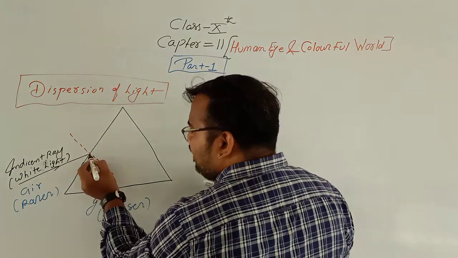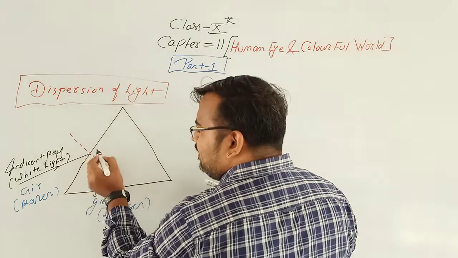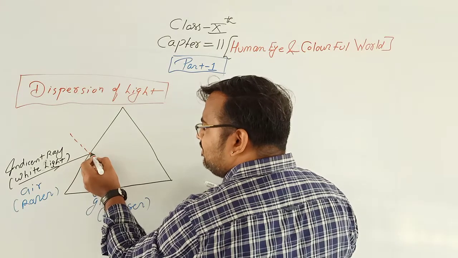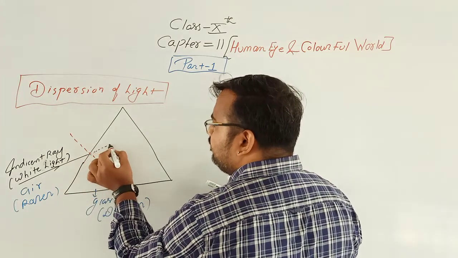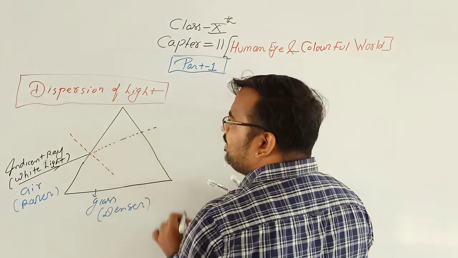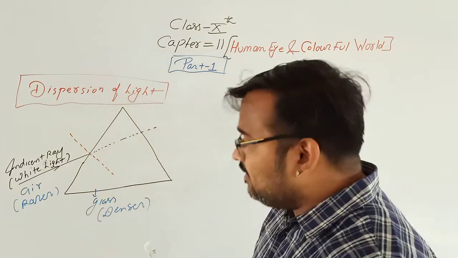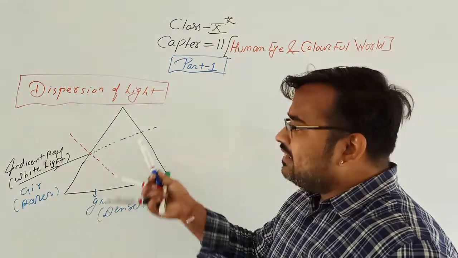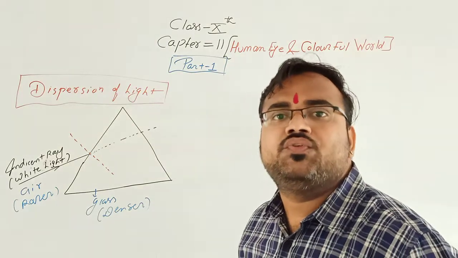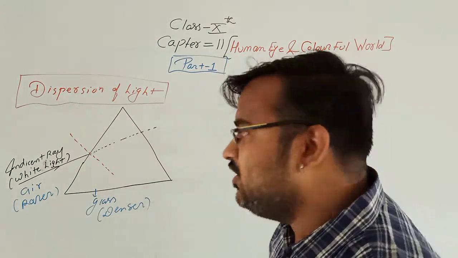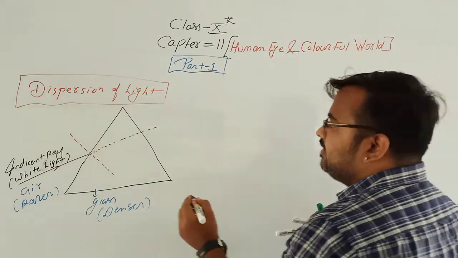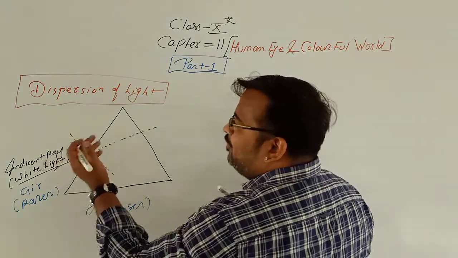Now see, when it bends towards the normal, this is the path which should be followed. But instead of this path, it will split into 7 colors. Clear? Now see, what is the rule?